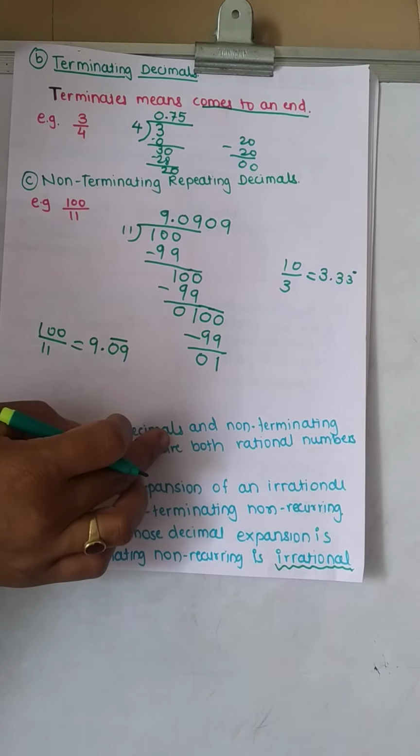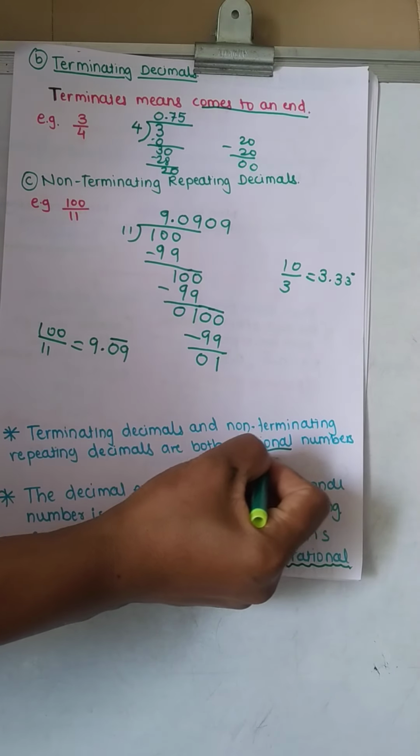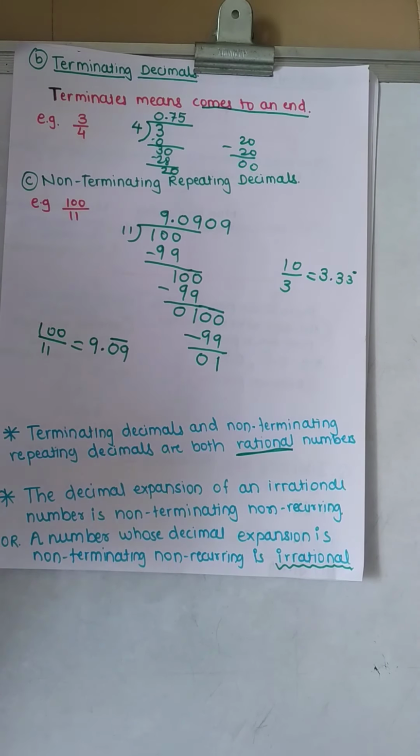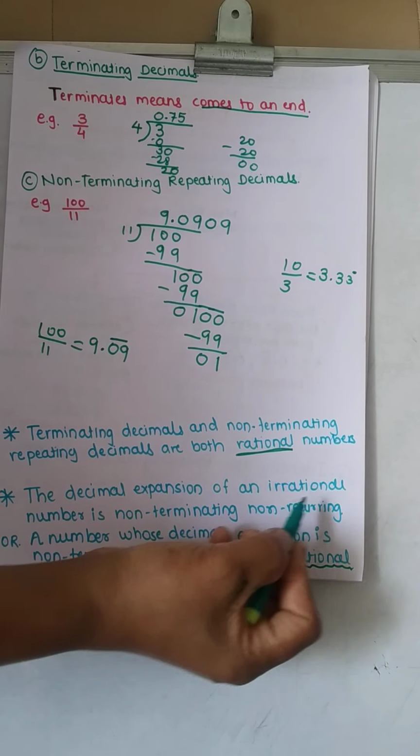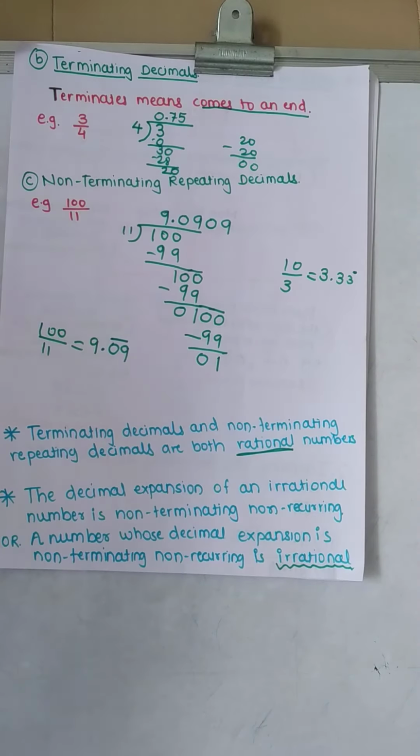Now terminating decimals and non-terminating repeating decimals are both rational numbers. Both are considered rational numbers. The decimal expansion of an irrational number is non-terminating, non-recurring, right? If we divide irrational numbers, at that time what will we get? The division will be non-terminating and even non-recurring. We will not get any pattern over there, right? So we say a number whose decimal expansion is non-terminating and non-recurring is called irrational.